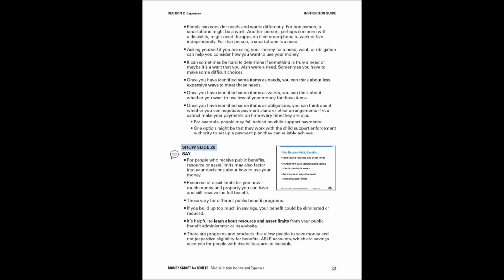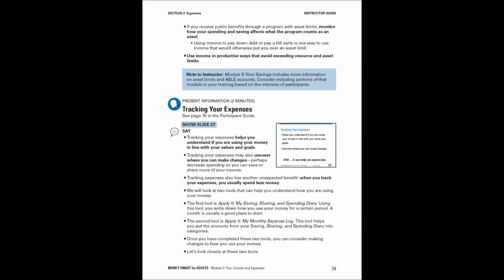Slide number 26, if participants receive public benefits, there may be asset limits that must be considered. Resource and asset limits tell participants how much money and property they can have and still receive the benefit. Those vary for different types of programs, and if participants build up too much in savings, the benefit could be eliminated or reduced. So it's going to be helpful for you to learn about the resource and asset limits from your public benefit administrator or its website.